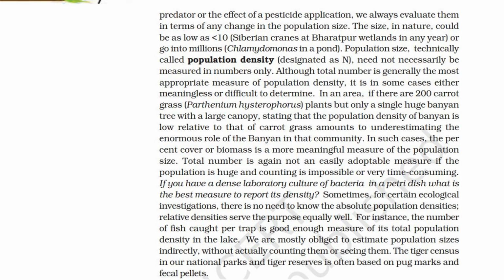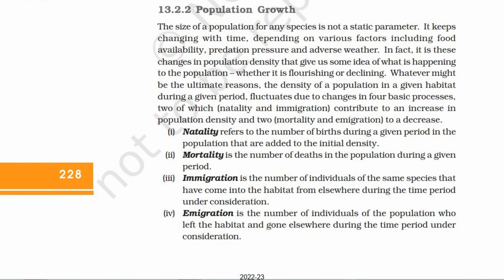Total number is again not an easily adoptable measure if the population is huge and counting is impossible or very time consuming. If you have a dense laboratory culture of bacteria in a petri dish, what is the best measure to report its density? Sometimes, for certain ecological investigations, there is no need to know the absolute population densities. Relative densities serve the purpose equally well. For instance, the number of fish caught per trap is a good enough measure of its total population density in the lake. We are mostly obliged to estimate population sizes indirectly, without actually counting them or seeing them. The tiger census in our national parks and tiger reserves is often based on pug marks and fecal pellets.